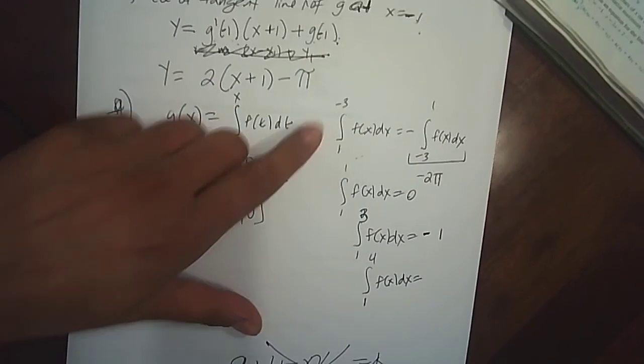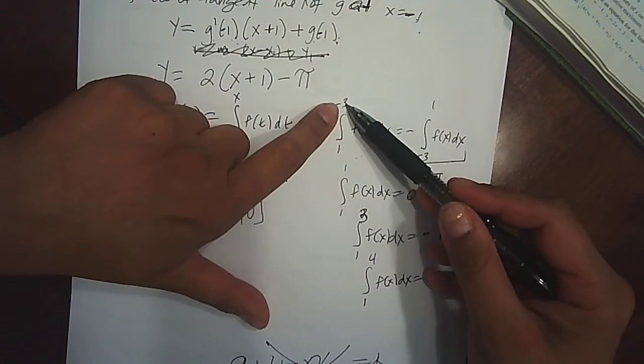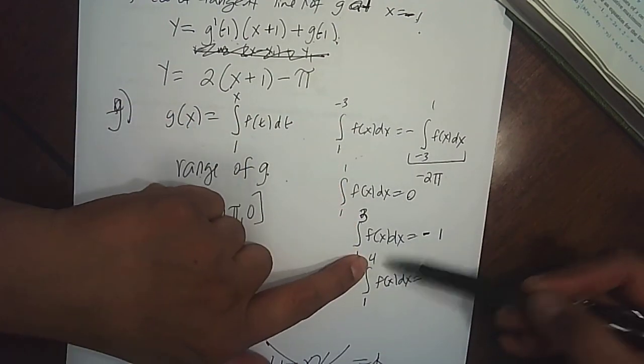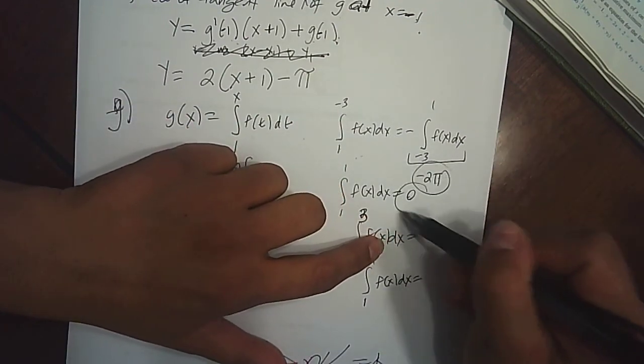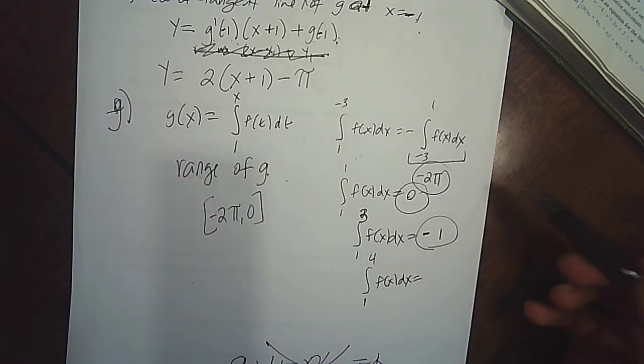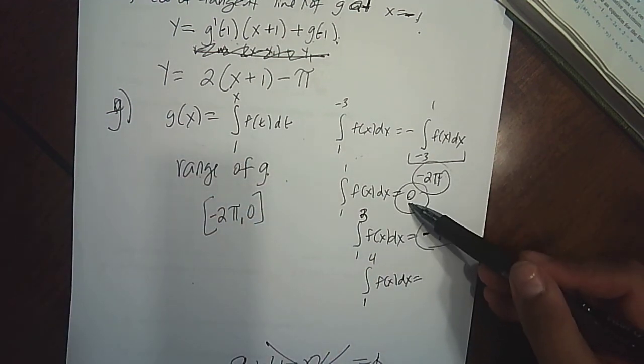Again, I just played around with the upper limit, changed it, and looked at the possible answers that I would obtain. This is my smallest y value and that's the largest y value.